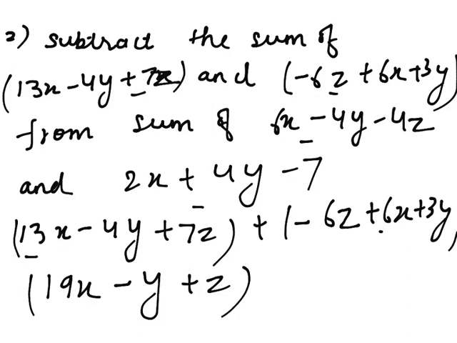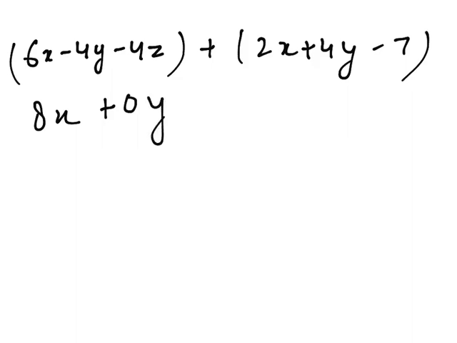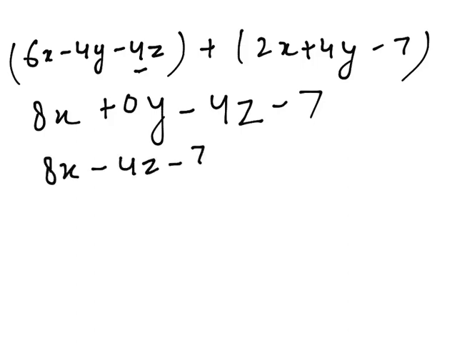Okay, now take the sum of another two expressions. There are 6x minus 4y minus 4z plus 2x plus 4y minus 7. So it will come out 6 plus 2 will be 8x, minus 4y and plus 4y will become 0y. Now in the z we don't have anything, so we will write minus 4z. We don't have a constant term over here, so we will write minus 7. So the answer will come out as 8x minus 4z minus 7.